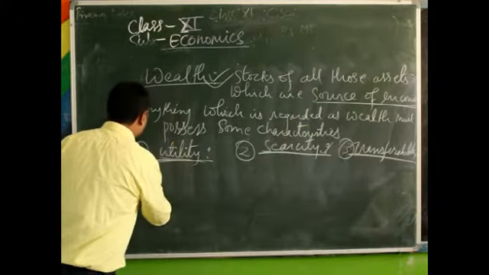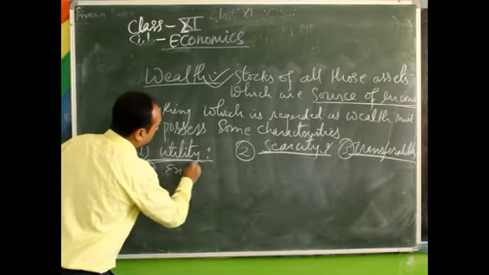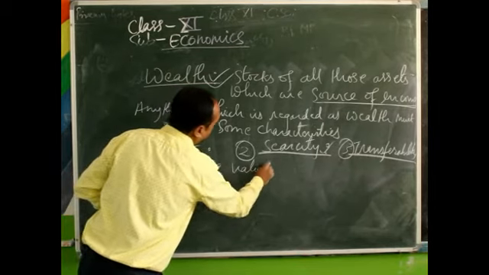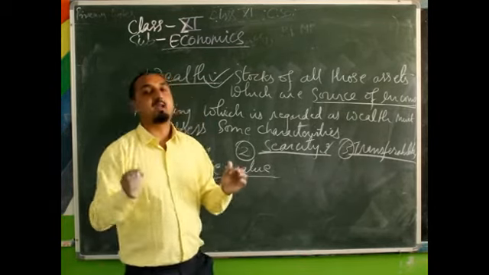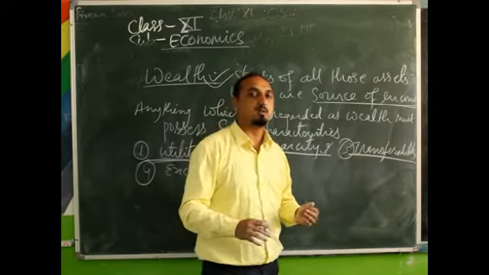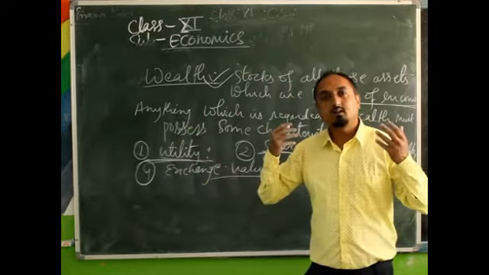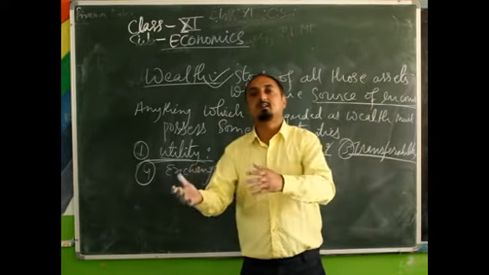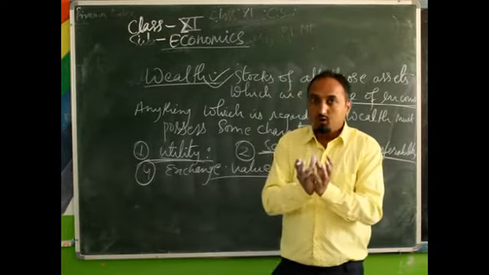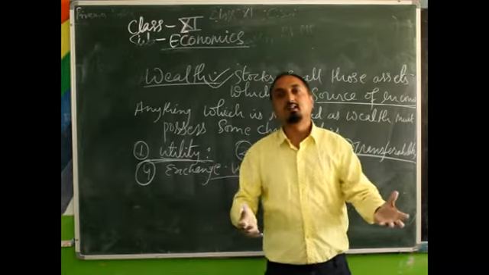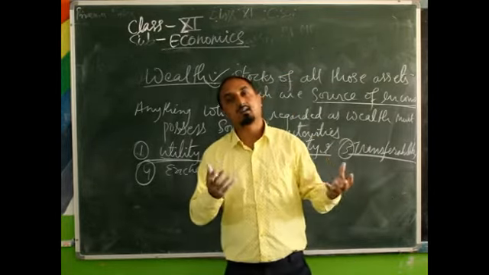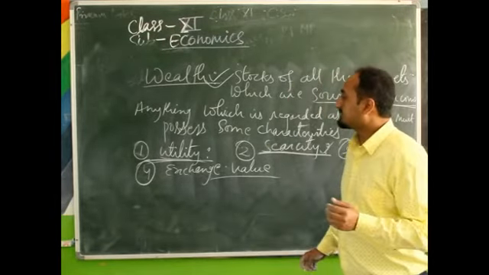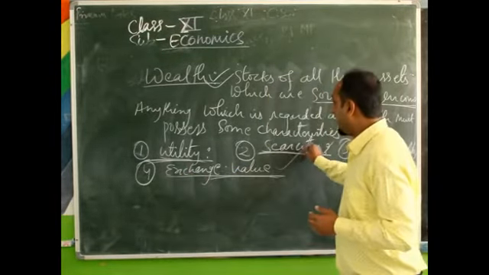The next important characteristic we have is exchange value. Almost all wealth has exchange value. Exchange value means we can buy it or we can sell it. Suppose if I have one plot of land, I can easily sell it. If I have gold, then I can easily sell it. Similarly, if I want to purchase anything, I can do that. That means wealth also possesses one of the important characteristics, that is exchange value.